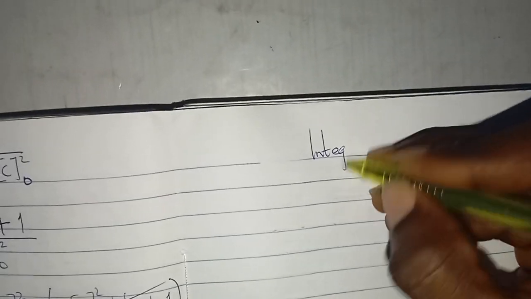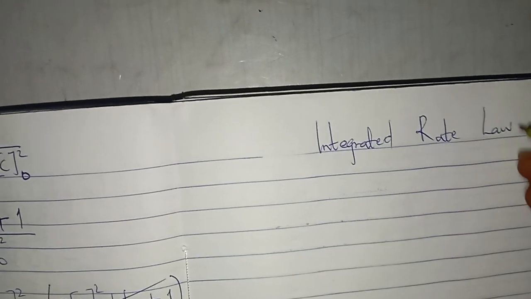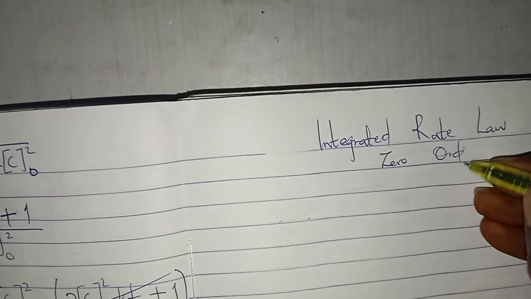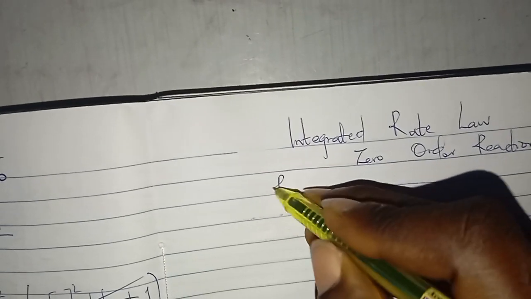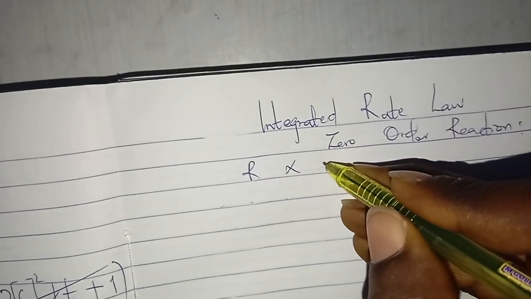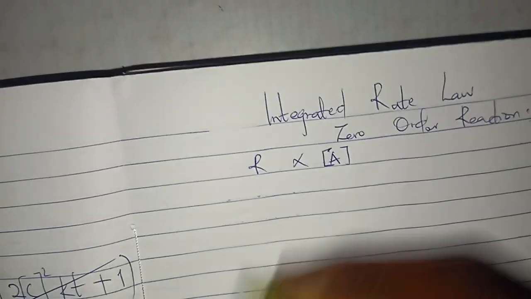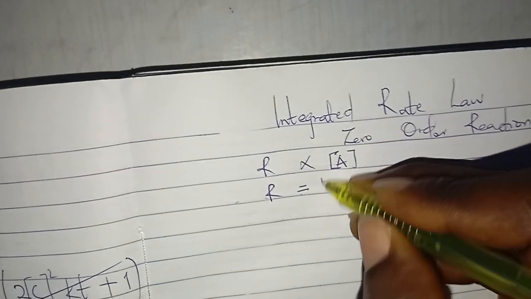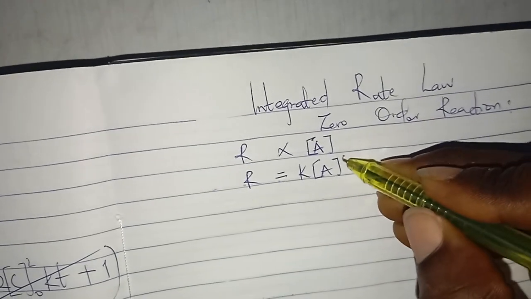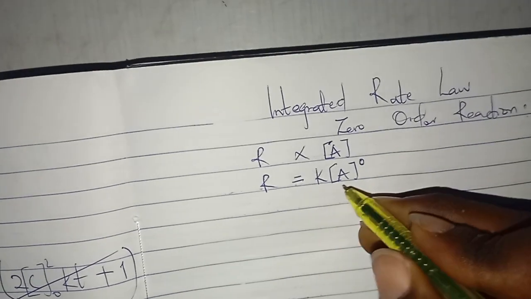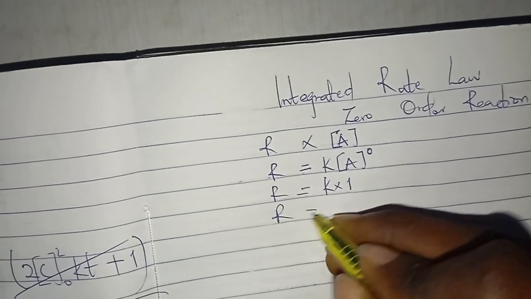So today we are treating integrated rate law for zero order reaction. And if you remember very well, we say that rate of reaction is directly proportional to concentration. Let's say the concentration here is A. And when we introduce a proportionality constant, this becomes K. But in this case where the order is zero, it simply means this is raised to power 0. I know anything raised to power 0 is the same thing as 1, so K times 1. So R is simply equal to K.